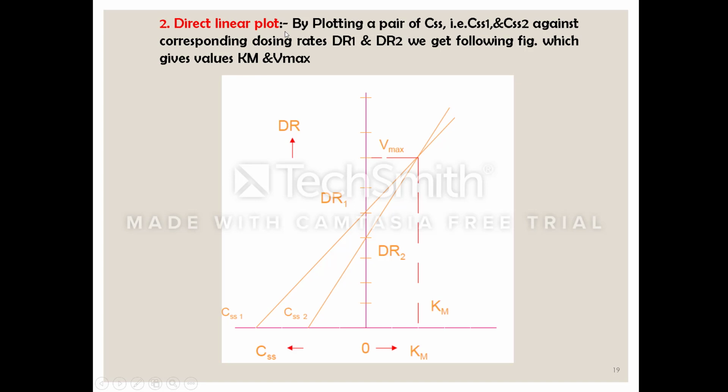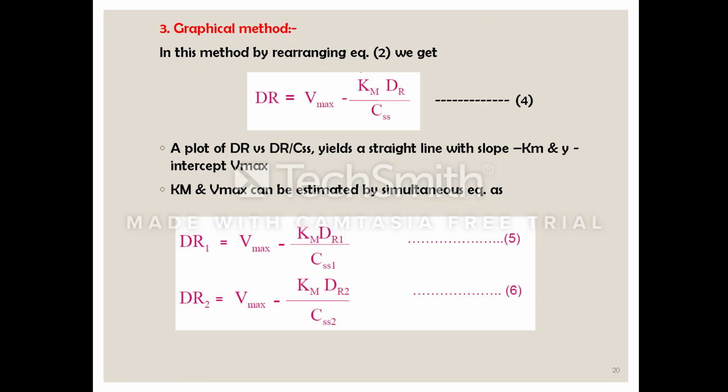Then comes the direct linear plot. If you have a pair of Css1 and Css2 against the dosing rates DR1 and DR2, you can do a direct linear plot, and at the intersection of this plot, when you extrapolate on the x-axis you will get Km, and when you extrapolate on the y-axis you will get the Vmax. Then comes the graphical method. Just rearrange the Michaelis-Menten equation for steady state. You will get this equation. So plot this versus this, and you will get this as the slope and the y-intercept as Vmax.